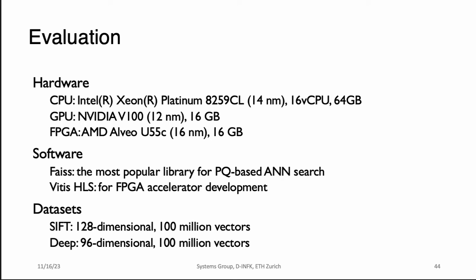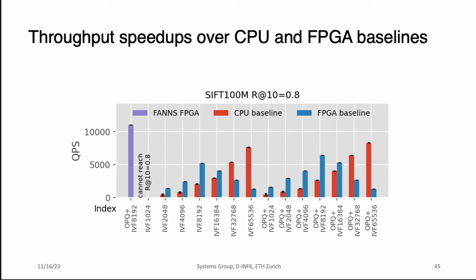For software, we use Faiss, which is the most popular library for vector-based approximate nearest neighbor search. Faiss is developed by Meta, and it is known for its very high performance for not only CPUs but also GPUs. For FANNS, we developed the FPGAs by Vitis HLS. We evaluate the performance on 2 most popular vector search benchmarks, the SIFT and the Deep datasets that contain vectors of different dimensionalities. So here we show you the throughput speedup over the CPU and FPGA baselines.